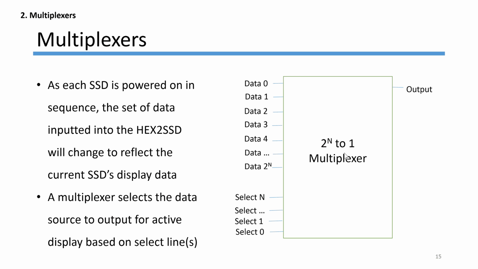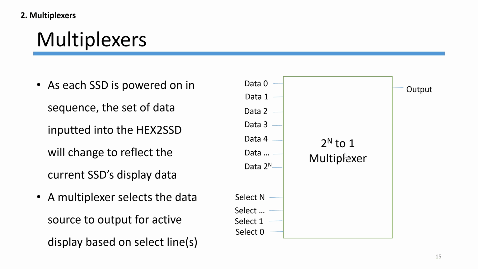As each of the 7-segment displays is powered on in sequence, the data set that you push into hex to SSD will need to change to reflect the corresponding data. So for example, at t equals 0, the data set needs to correspond to 1. At t equals 1, the data set needs to correspond to 8. A multiplexer selects the data source to output based on the select lines.